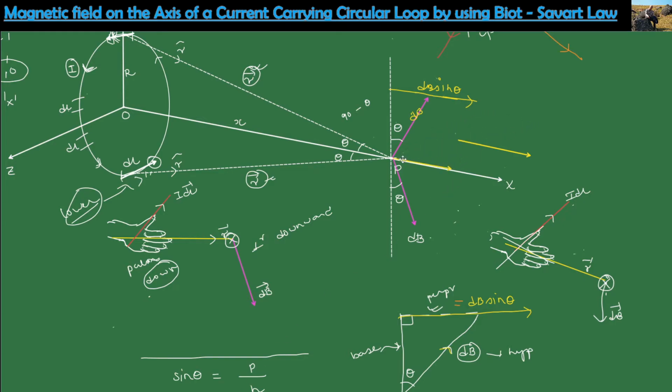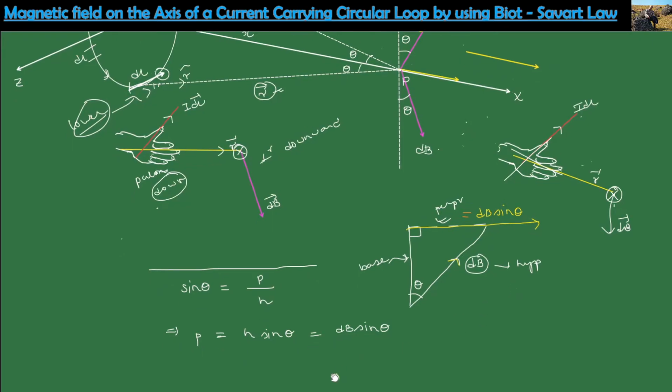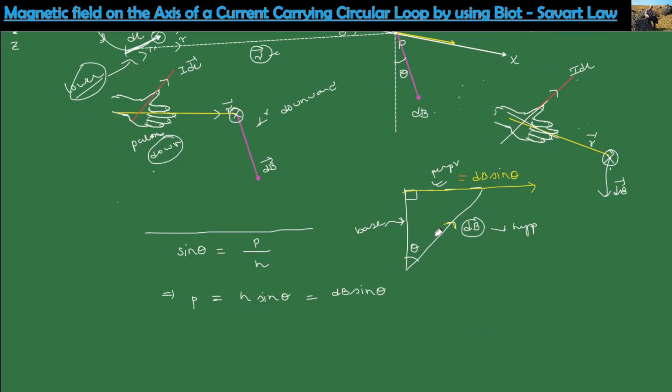If I remake this figure, I can get a rectangle. If the upper part is dB sine theta, then the lower part is also dB sine theta. So this will be that component dB sine theta from the lower part. Then I have determined the perpendicular component.